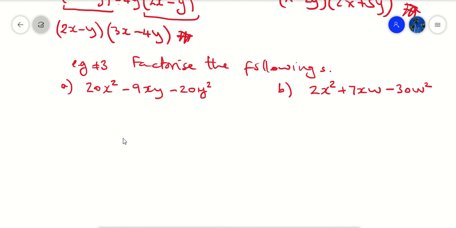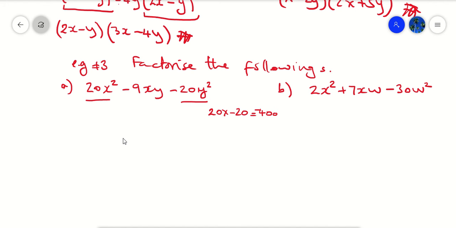Example 3. I've been given two quadratic expressions and asked to factorize these. Right. The first one, I've got 20x squared minus 9xy minus 20y squared. What do we do? The first thing we say is we multiply the coefficients of the square terms. So what do I have? I've got 20x squared and minus 20y squared. I will do 20 times minus 20, where the coefficient of x squared is 20 and the coefficient of y squared is 20. But when I multiply, this will give me minus 400, right?